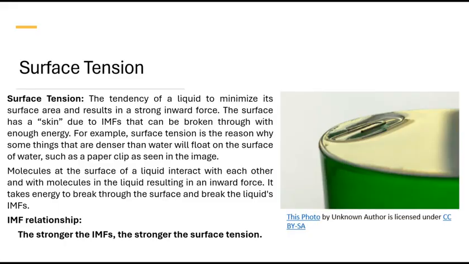Let's consider surface tension. This is the tendency of a liquid to minimize its surface area and results in a very strong inward force. The surface appears to have a skin due to the IMFs that can be broken through with enough energy. For example, surface tension is the reason why some things that are denser than water will float on the surface of water, such as a paper clip that we see here in this image.